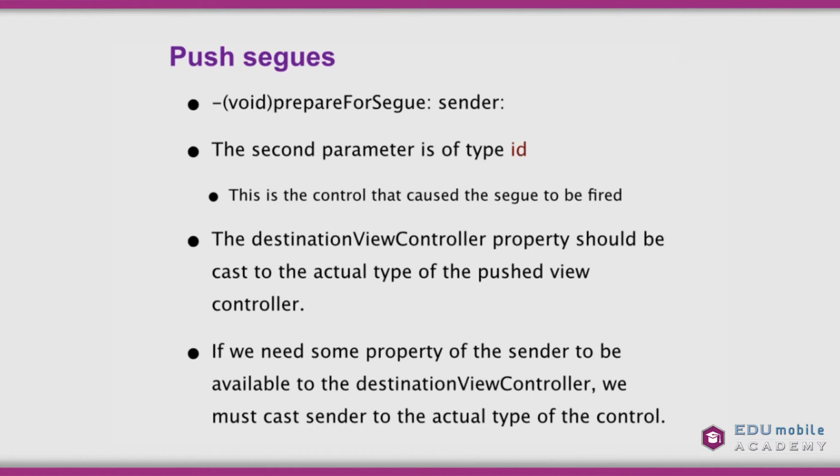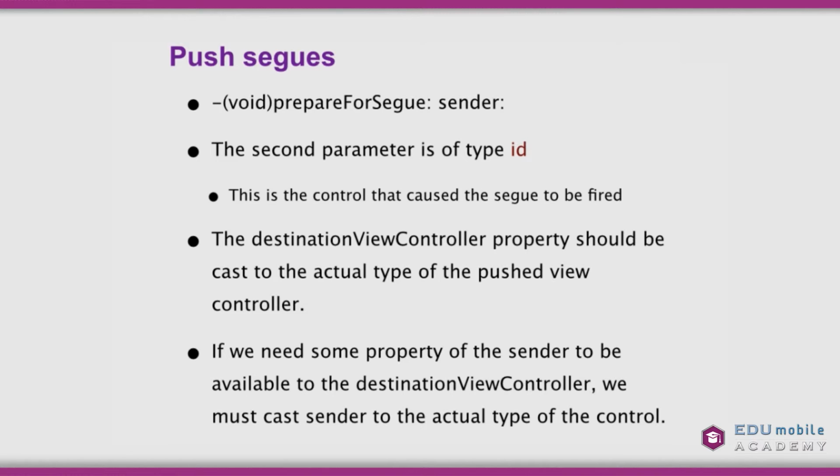Now this comes across in the parameter as an ID type, in other words, of any object type. So we need to do some casting here to get the actual types of these two parameters. The property destination view controller of the segue, the UI storyboard segue, needs to be cast to the actual type of the view controller that we're pushing. And this is usually a custom type.